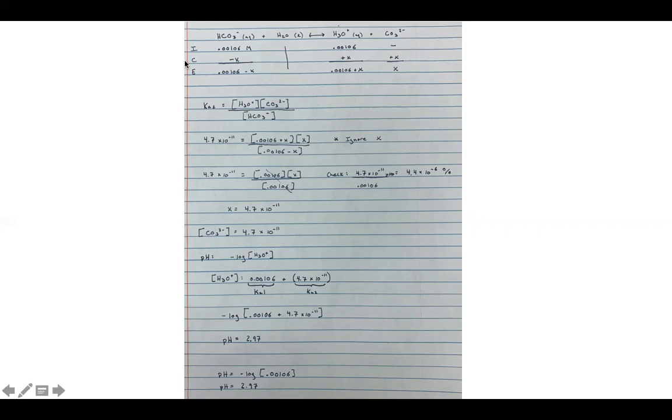Just like before, we're going to put our change in terms of x. So again, we're still going to do minus x for reactants and plus x for products. And now I'm going to solve for my equilibrium concentrations in terms of x, right? So for bicarbonate, it's 0.00106 minus x. For hydronium at equilibrium, my concentration is 0.00106 plus x. And my concentration of carbonate at equilibrium is equal to x.